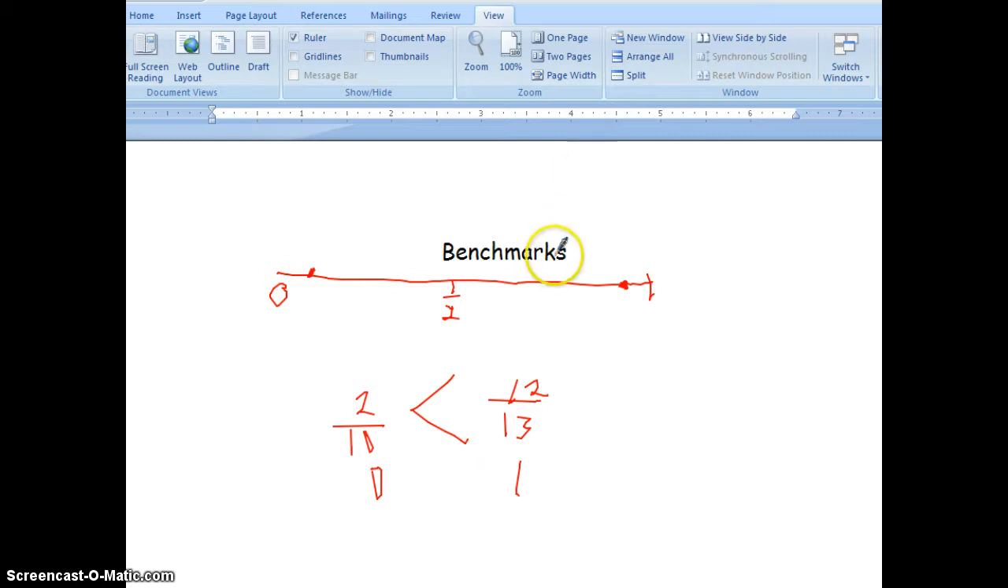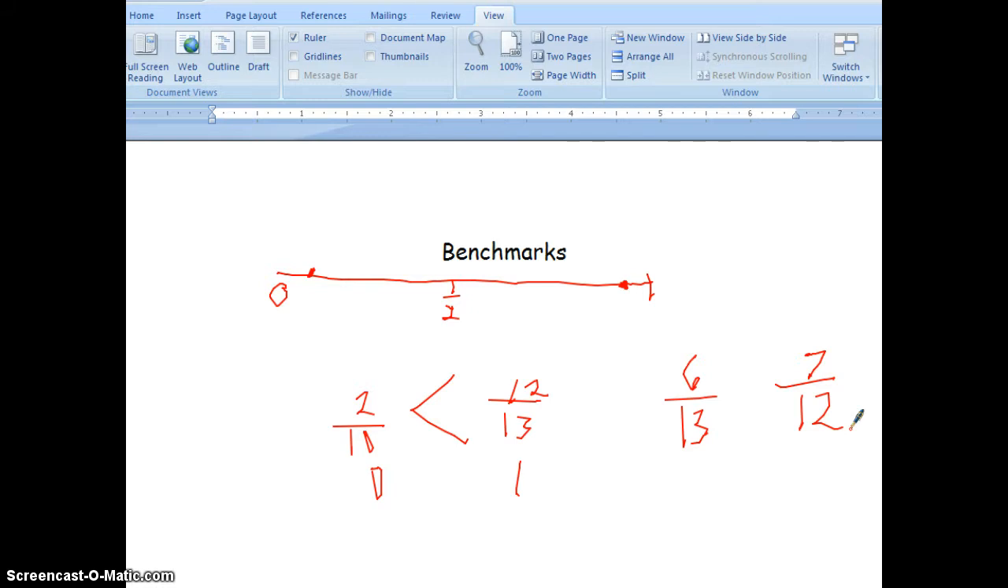So benchmarks are one way that you can figure out if one fraction is greater than another. Another example of a benchmark fraction, I'm going to try this one. Let's say that I had 6 over 13. And then I had maybe 7 over 12.